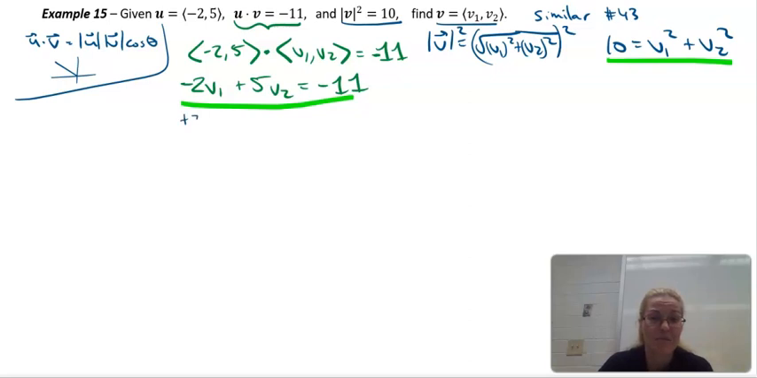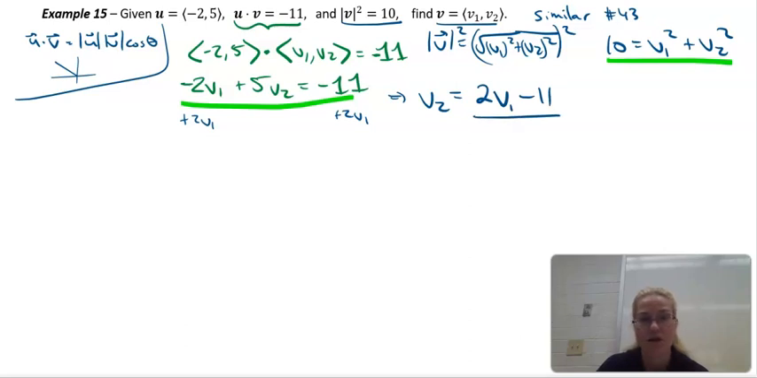Since that's negative, I'm going to say plus 2v1 to both sides. And then I'll divide everything by 5 to give me that v2 is 2 times v1 minus 11 all over 5. And I'm going to do my best to write my subscripts ridiculously small so we don't confuse those as being numbers. They're subscripts.